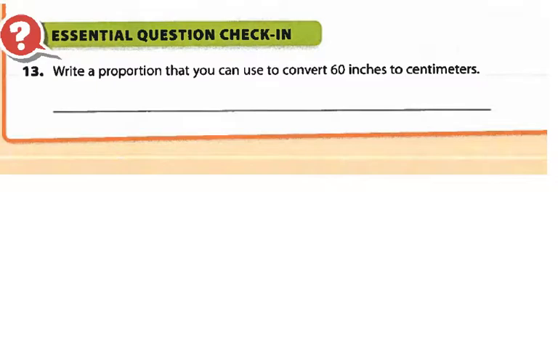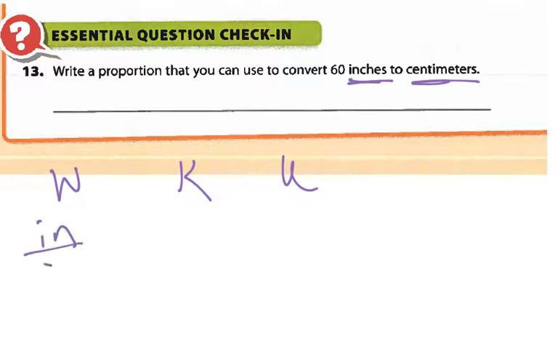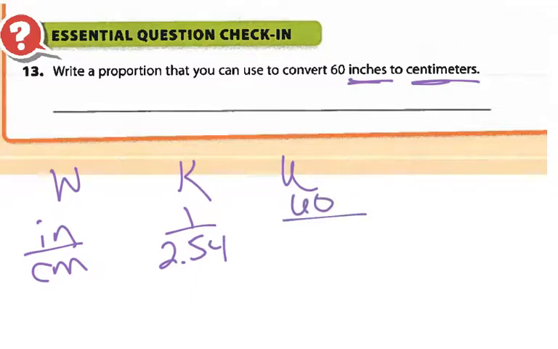Okay, so this question says, write a proportion that you can use to convert 60 inches to centimeters. Okay, this is not hard, people. You're going to use WKU. I'm going inches to centimeters. Those are my words, inches to centimeters. 1 inch is 2.54 centimeters. I have 60 of them. How do I get from 1 to 60?